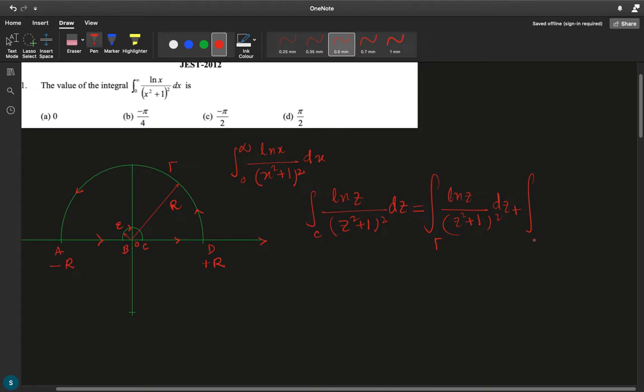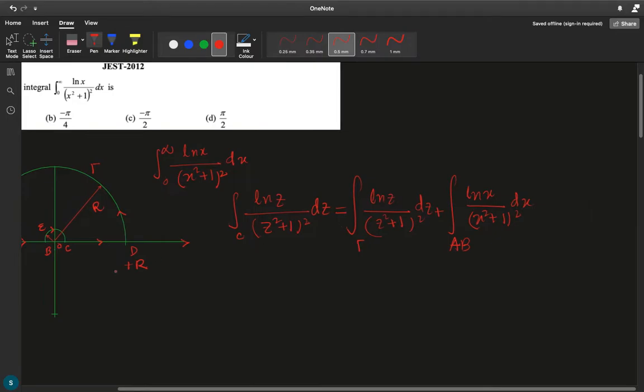Along AB, this integral will be ln x, because it is along the x-axis, obviously, so ln x dx. The very next term will be plus the small circle with radius epsilon, so we write gamma, and gamma indicates the small circle: the integral over gamma of ln z by (z square plus 1) whole square dz.